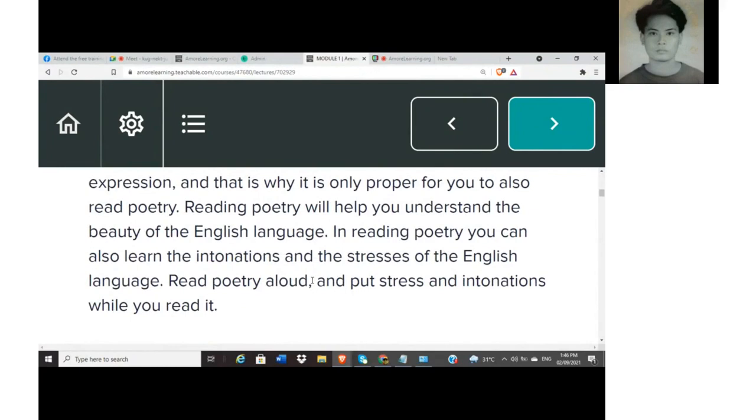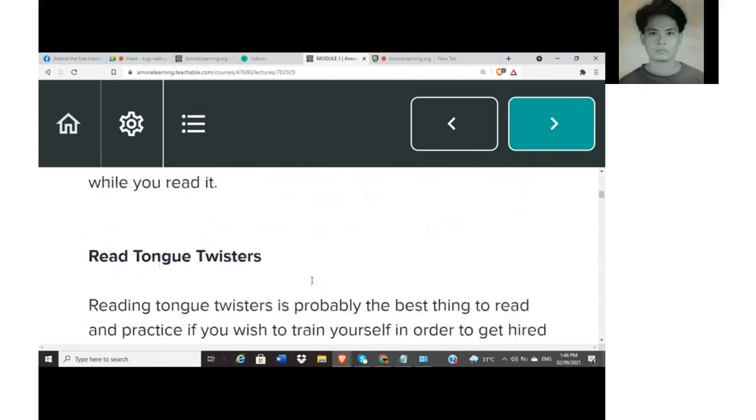Read poetry aloud, just like reading newspapers, okay? And put stress and intonations while you read it. Intonations are like the highs and lows of the words. Just like what I'm trying to do right now. I'm trying to put intonations in the way I read the module. Okay, you could do that as well. Read tongue twisters.